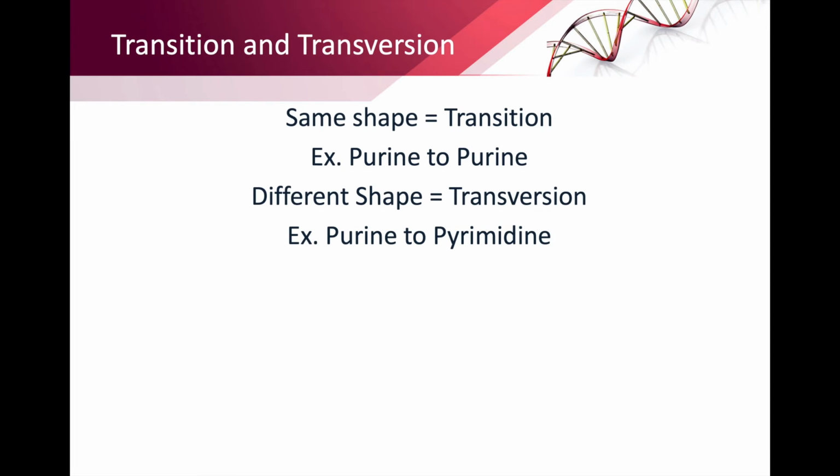Transition mutations occur when the change in DNA includes having the same shape. Transversion mutations occur when the shape changes. There are only 2 shapes, and they are purine and pyrimidine. In our missense mutation, we had a change from pyrimidine to a purine, which is a shape change. This gives us the transversion mutation.